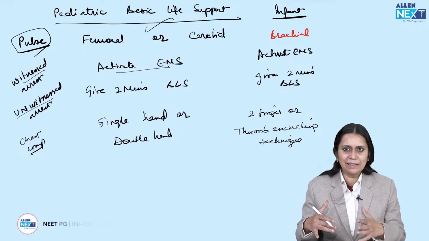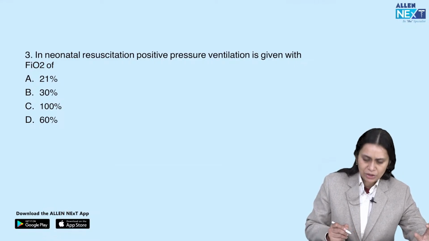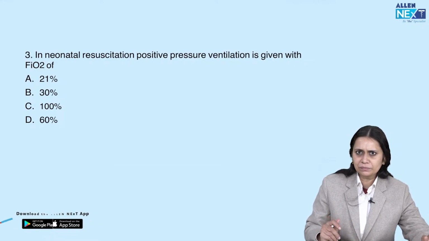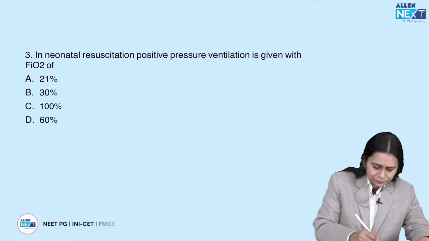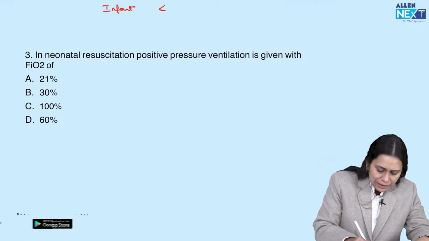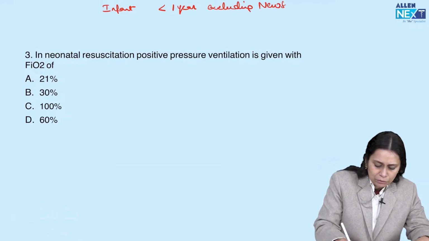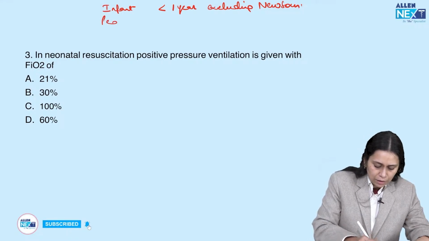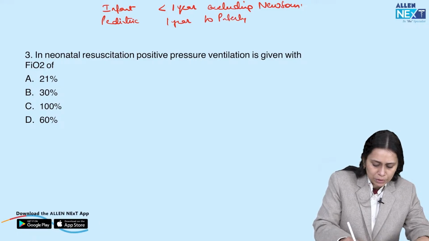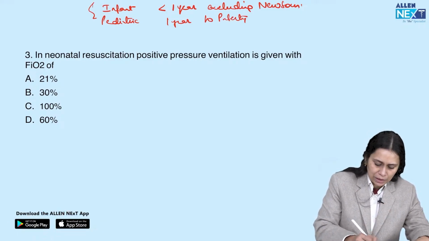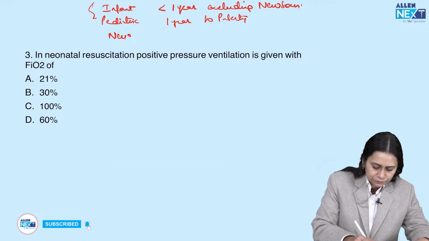BLS, we talked about basic life support. Now let us talk about another, similar question. This question is on neonatal cardiac arrest. We talked about pediatric and infant. So what is pediatric and infant age group? Infant is less than 1 year, excluding newborn. Pediatric is 1 year to puberty. So these two we discussed in the previous question. Adult is anything above puberty.